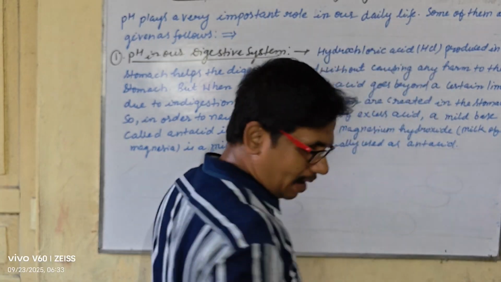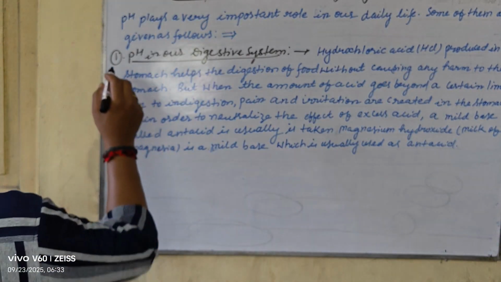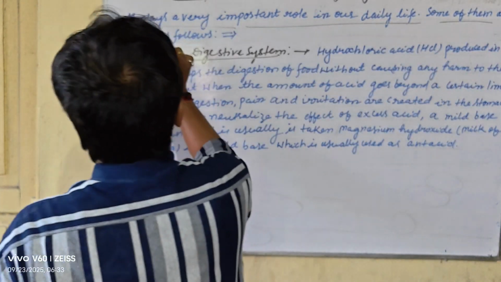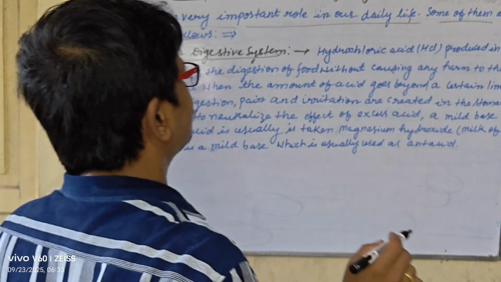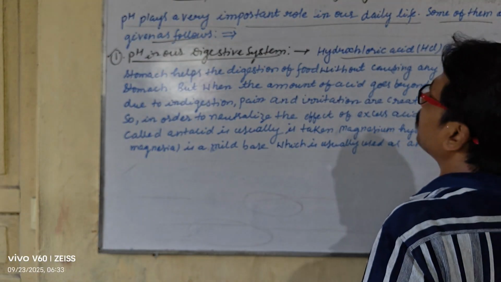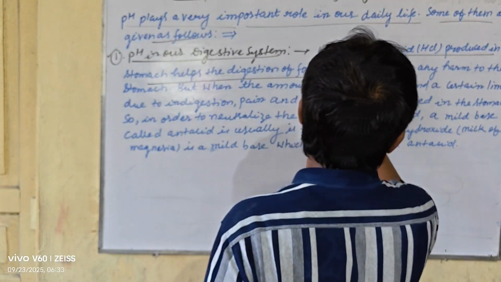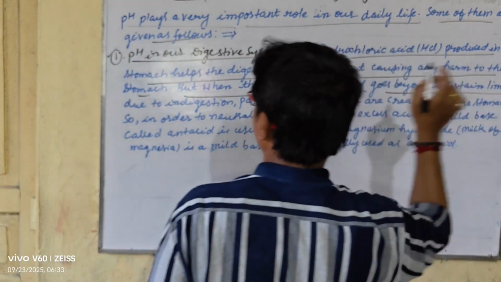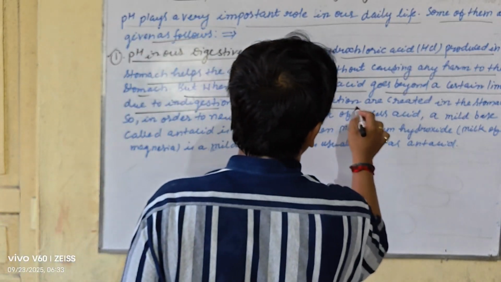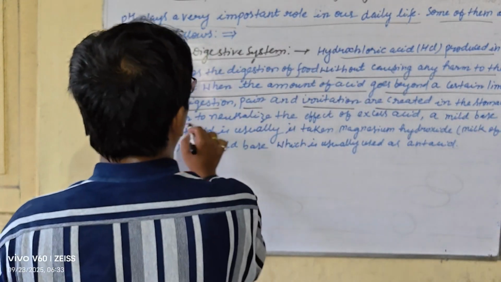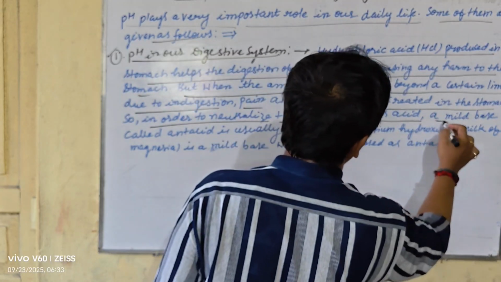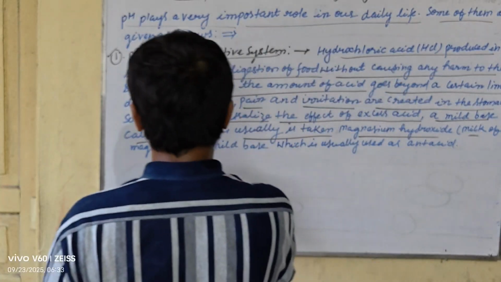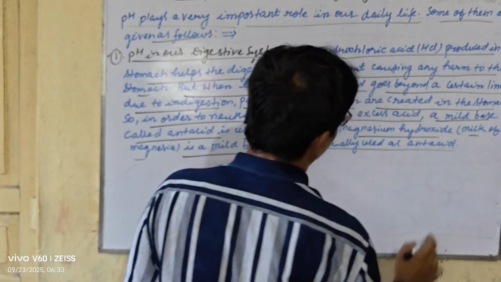So my dear student, this is going to be quite clear. pH plays a very important role in our daily life. pH in our digestive system: hydrochloric acid, HCl, produced in our stomach helps the digestion of food without causing any harm to the stomach. But when the amount of acid goes beyond a certain limit, due to indigestion, pain and irritation are created in the stomach. So in order to neutralize the effect of excess acid, a mild base called antacid is taken. Magnesium hydroxide, milk of magnesia, is a mild base which is usually used as antacid.